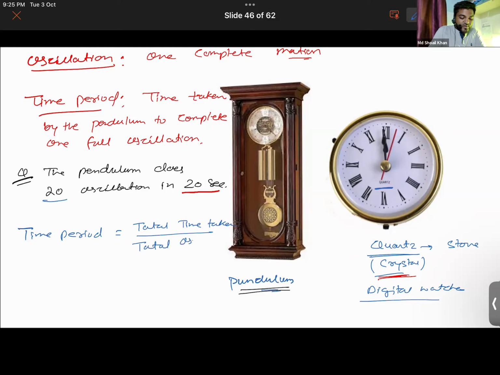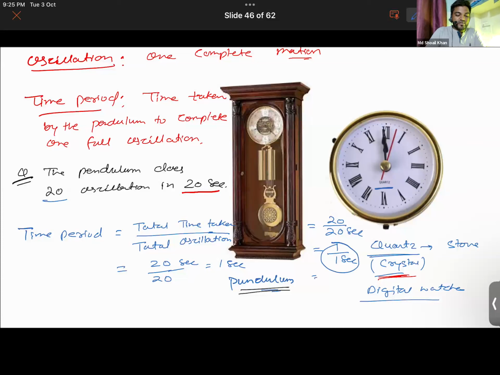If you wrote it somewhere, then also it will be 1. But here's the thing: 20 seconds upon 20 gives you 1 second. Earlier we wrote it as 20 upon 20 seconds, so we were getting 1 upon 1 second. The second was coming in the denominator. It always has to be in the numerator. The correct formula is total time taken by the total oscillations performed. So keep that in mind.